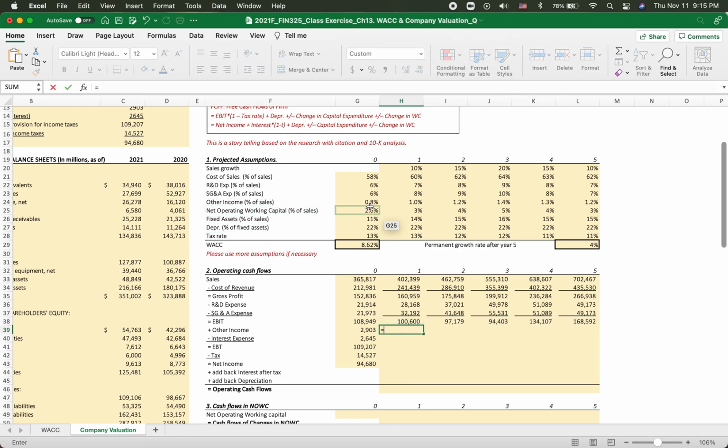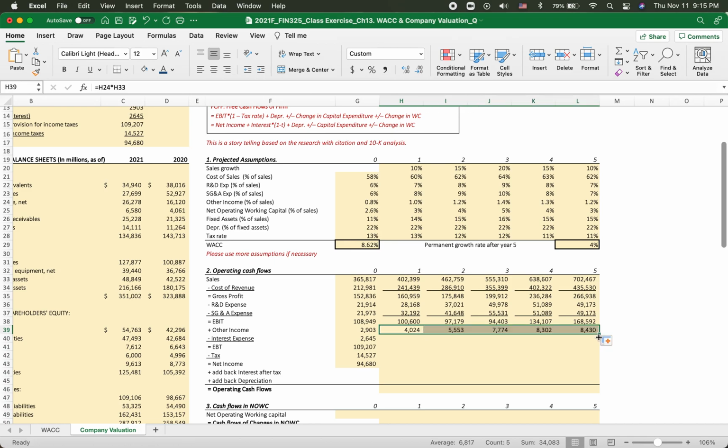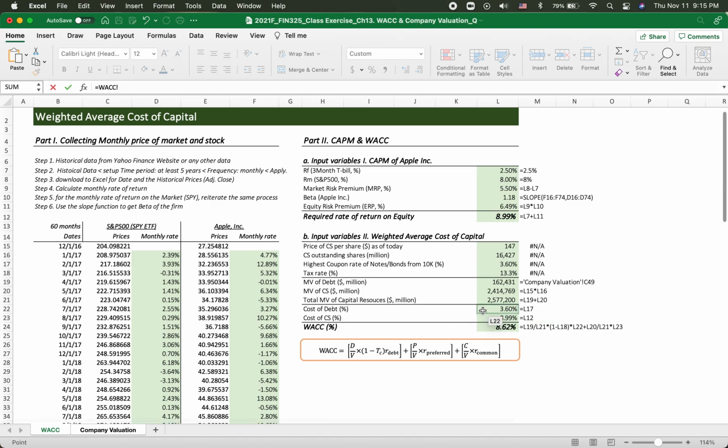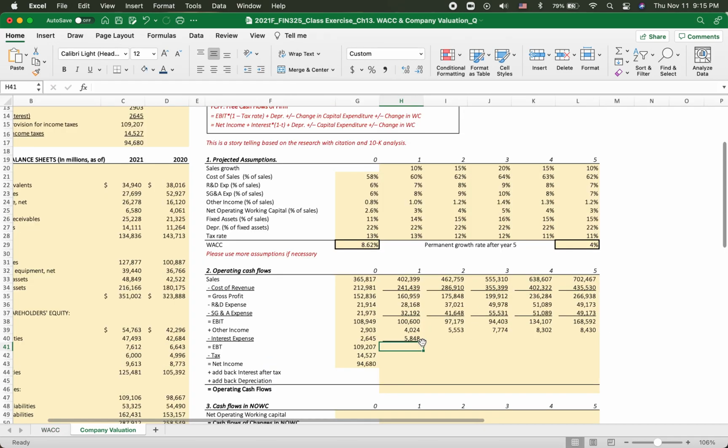Other income is 1% of the sales. And then let's just drag over time. Now, interest expense, I assume that interest expense is 3.6% times the market value of debt. I know it is a significant amount, the amount from this interest expense we got, right? But I try to make it as conservative as possible in order to reduce the EPT amount.